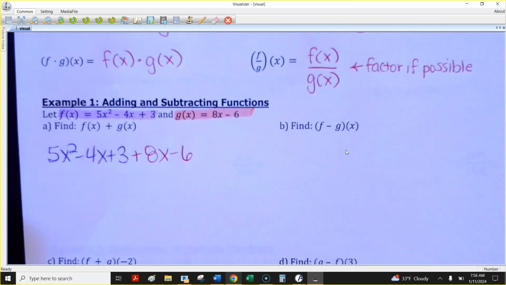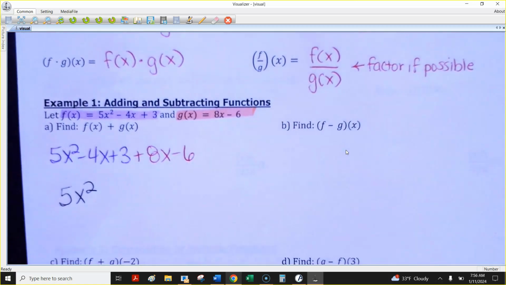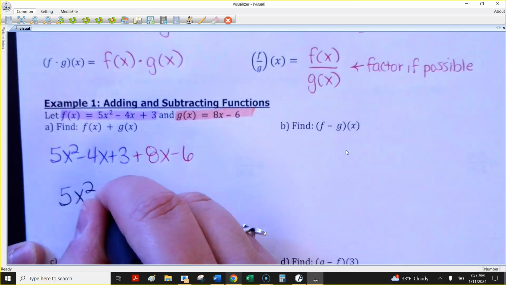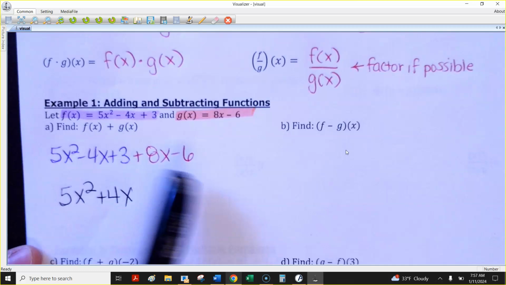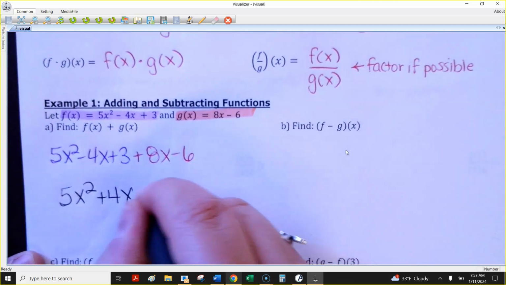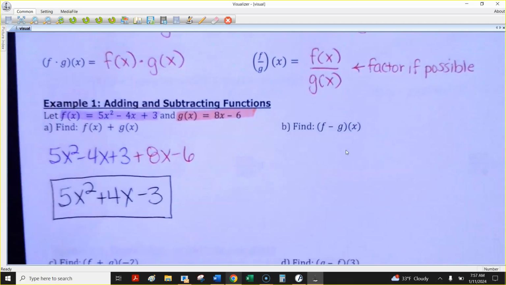So I only have one term with an x squared, right? Just 5x squared. All right, for my x's, I've got negative 4x and I've got 8x. So if I put those together, that should be 4x. And my plain numbers, my constants, I've got 3 and negative 6. So if we put those together, it should be negative 3. That is the answer if you add those 2 lovely functions together. It's not bad. Does anybody have a question?